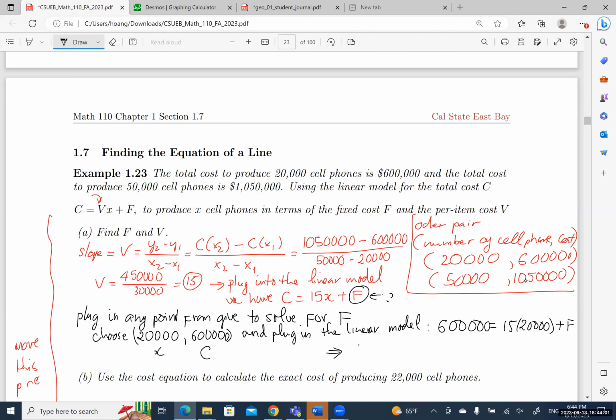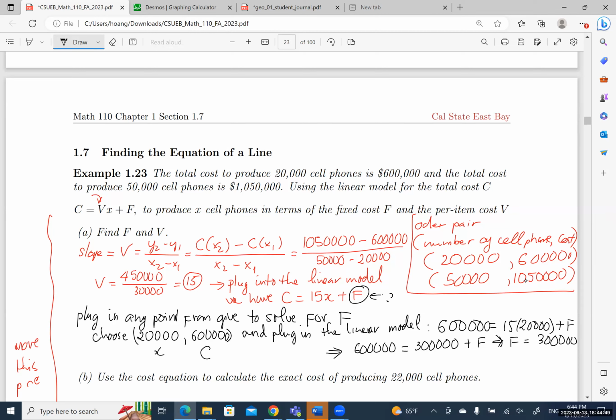Then I solve F by, no, let's just simplify it. I have 600,000 equal to 300,000, right? And then plus F. So then F will be equal to, no, 600,000 minus 300,000. That's going to be 300,000.